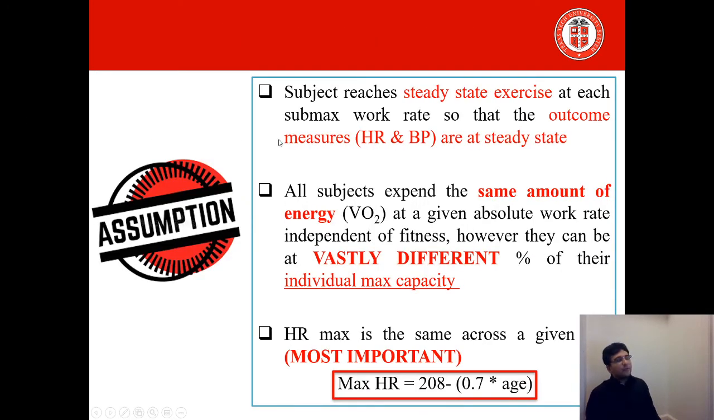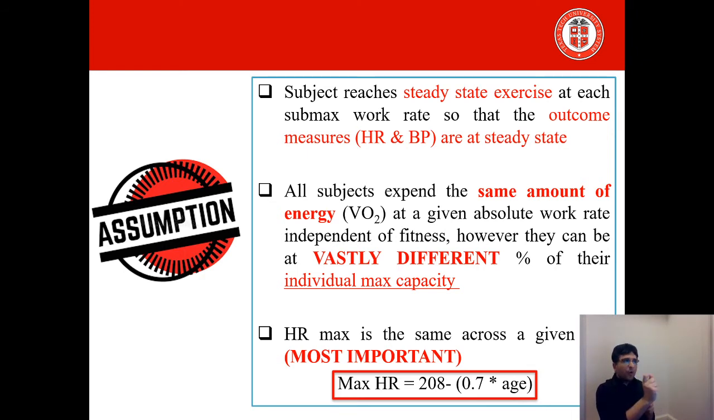Now, these are a few assumptions which we make while doing this test, and I've highlighted them one after another. The first one says that the subject reaches steady state exercise at each submaximal work rate. So once a submaximal state is reached, the measures of heart rate and blood pressure also attain a steady state and can then be recorded.